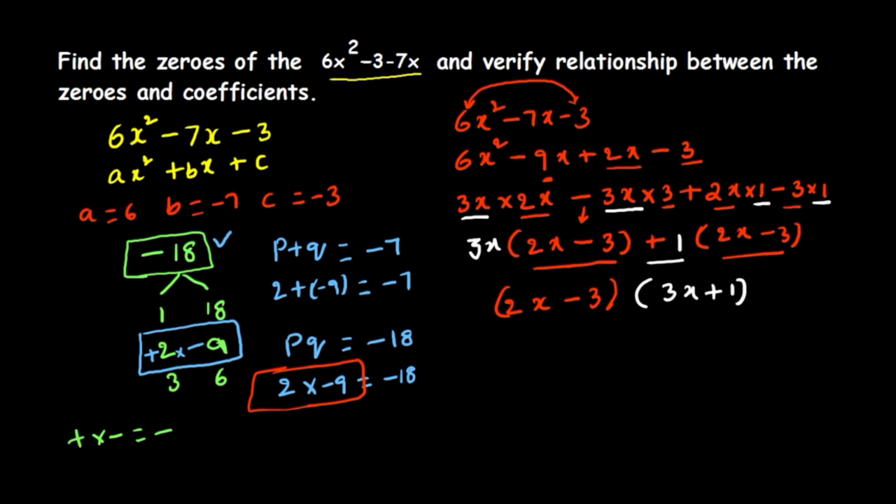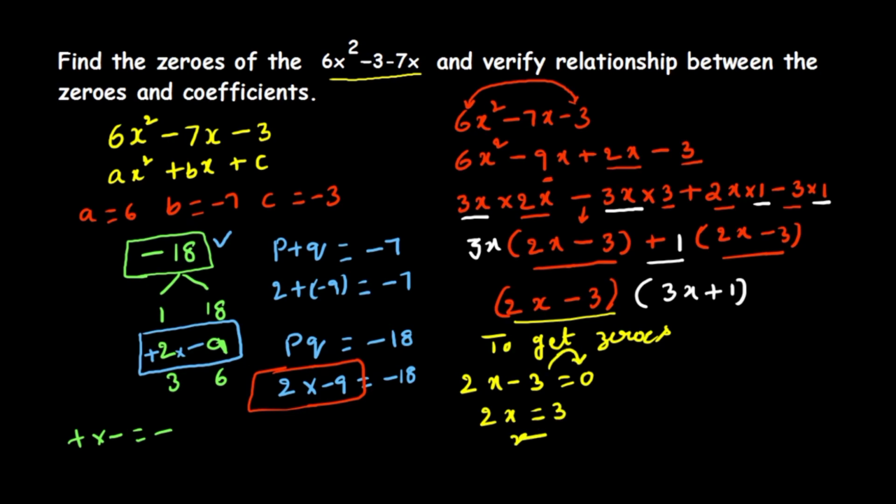Now to get the zeros of the polynomial, what we do? To get zeros, I will take 2x minus 3 equal to 0. This 2x minus 3 equal to 0. Then from this we get 2x equal to 3, since minus 3 becomes plus 3. Then x equal to 3 by 2. So this one you can take as alpha.